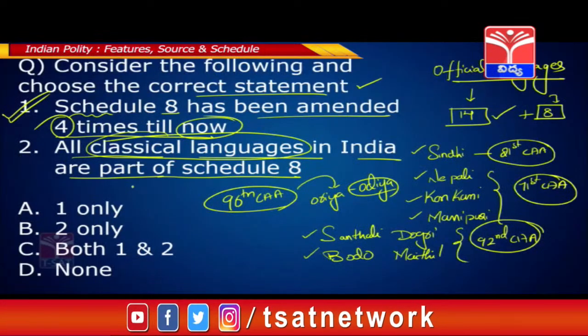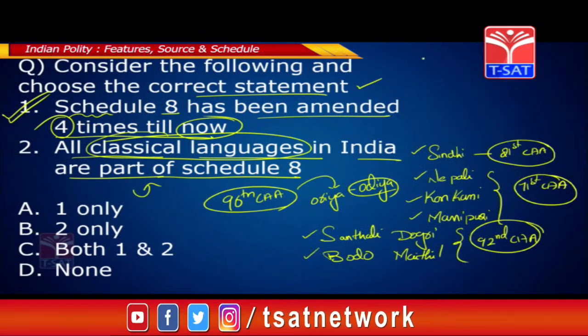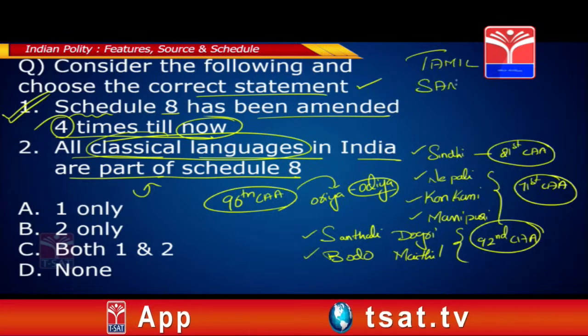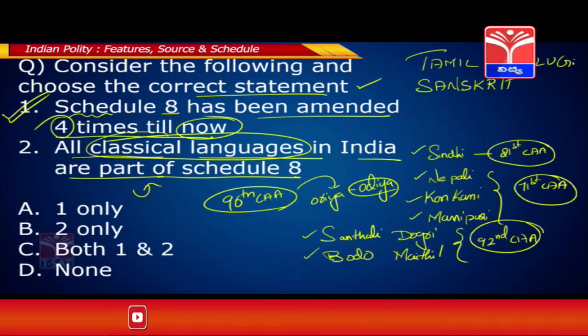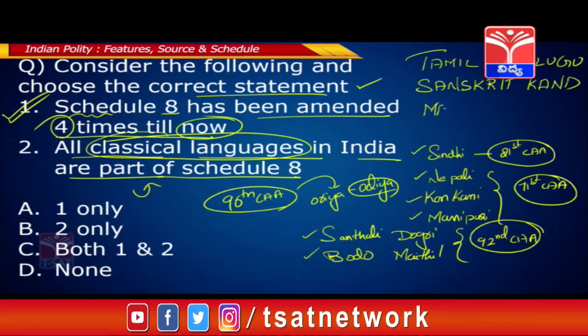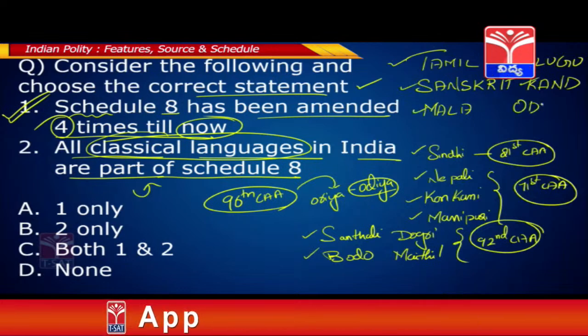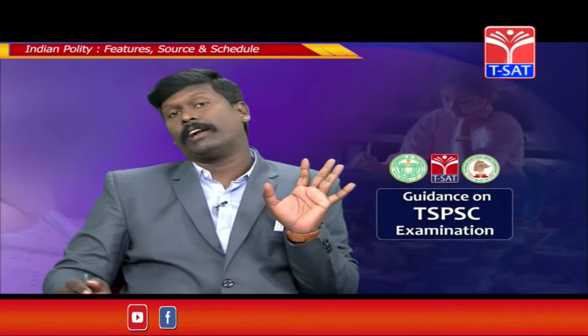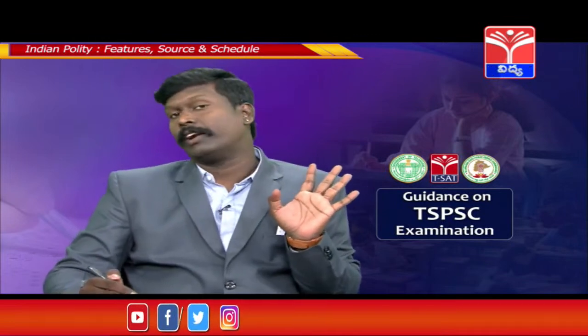Now coming to this one, all classical languages are part of the Schedule 8. Few classical languages. What are they? Tamil, Sanskrit, Telugu, right? We have Kannada, we have Malayalam, and Odia. There are 6 classical languages. All classical languages are part of Schedule 8.